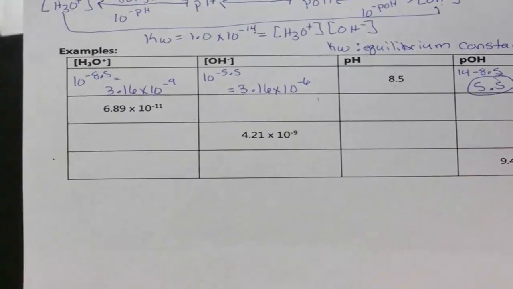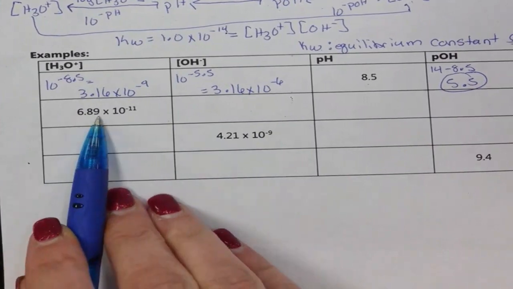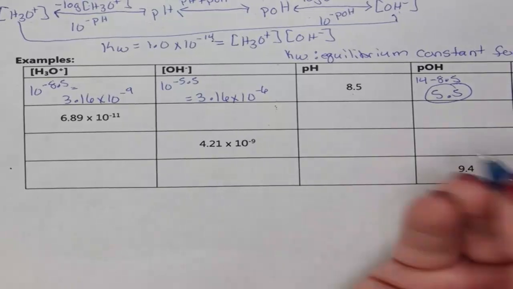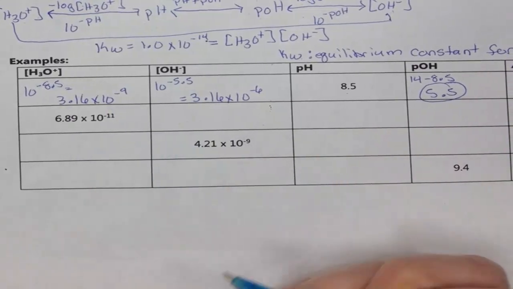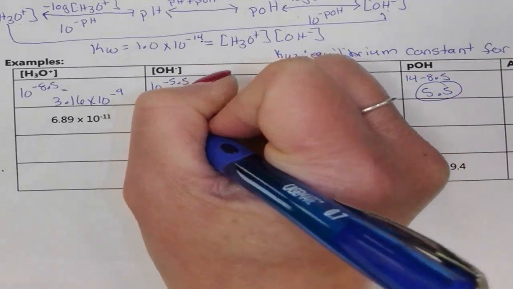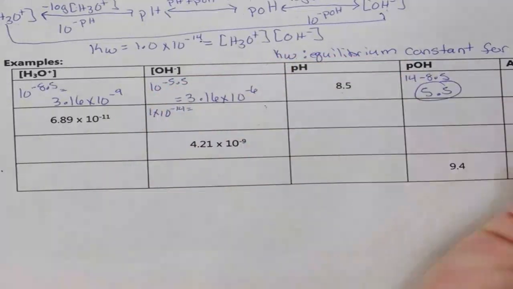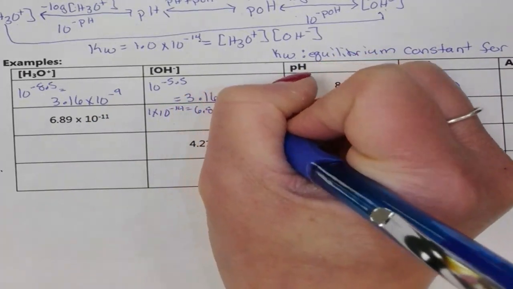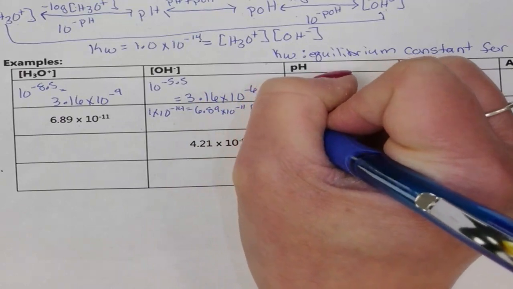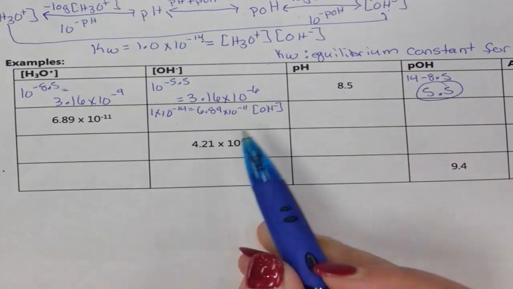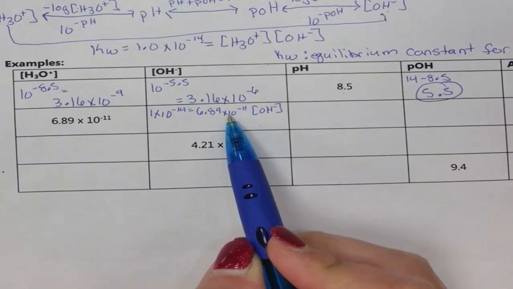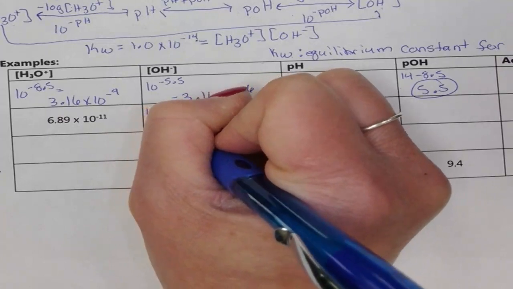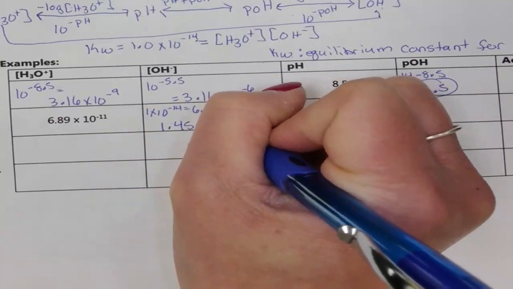Let's do the next problem. I have my H3O+. Let's practice using our Kw expression. To take my H3O+ to find my OH, 1 times 10 to the negative 14 equals my hydronium ion, 6.89 times 10 to the negative 11, multiplied by my OH. When I divide both sides by this 6.89 times 10 to the negative 11 value, I get a hydroxide concentration of 1.45 times 10 to the negative 4th.